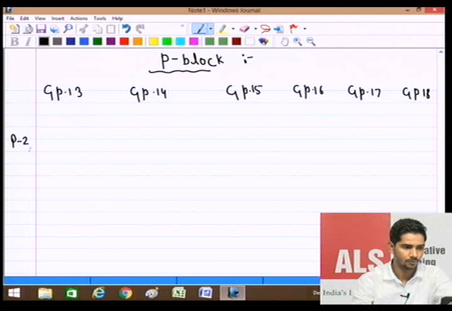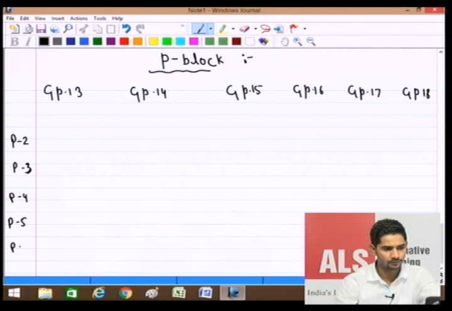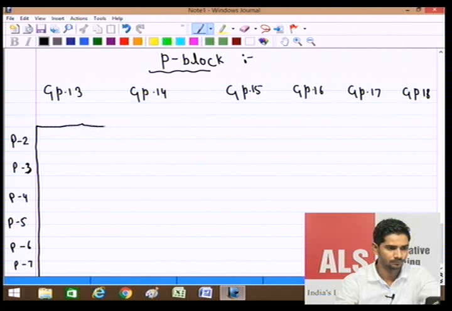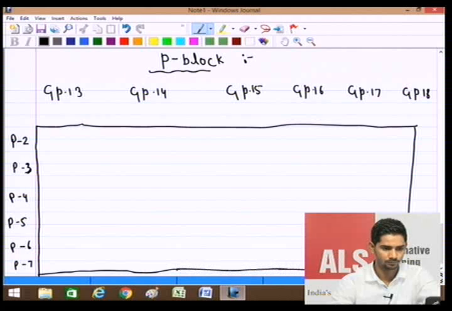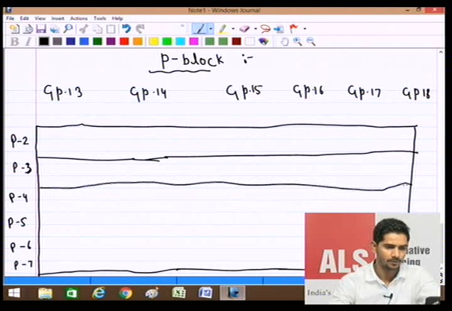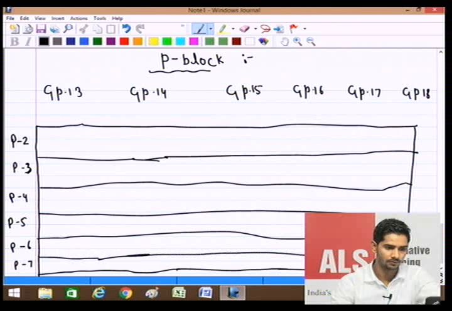See, periods 2, 3, 4, 5, 6, and 7. This is how your P block looks like. Between S and P, there is D block as well. We will talk about D block later on.